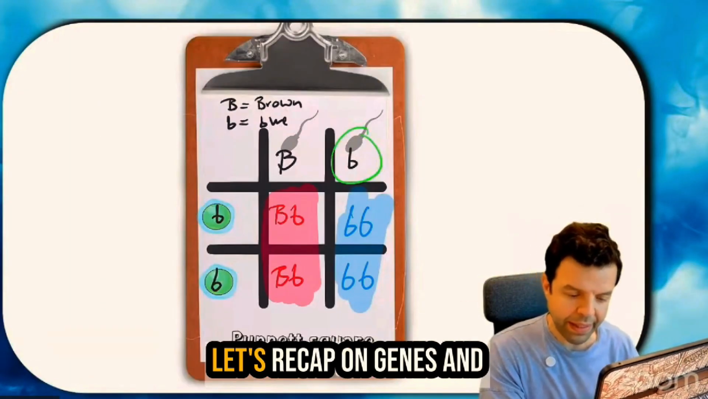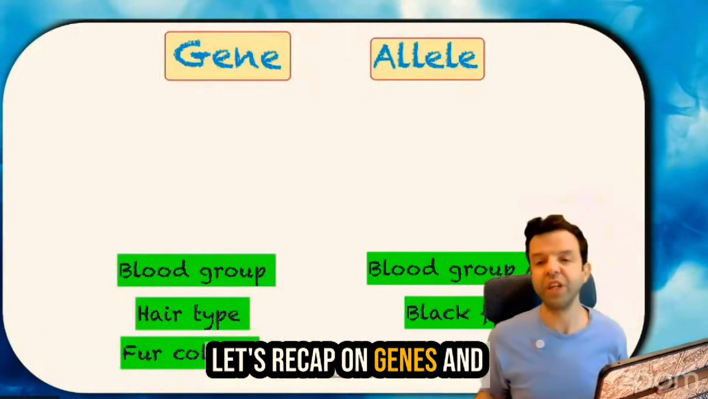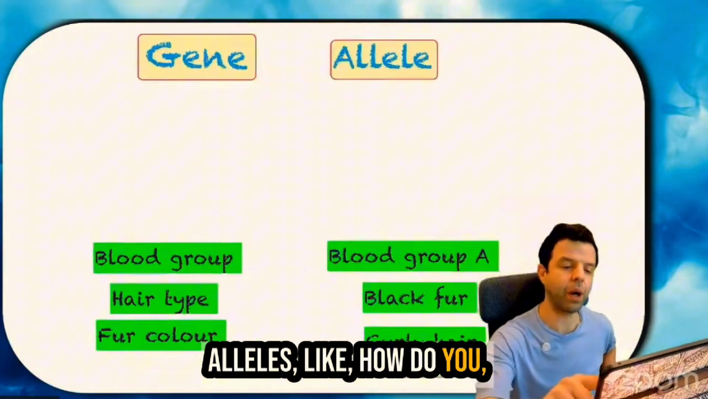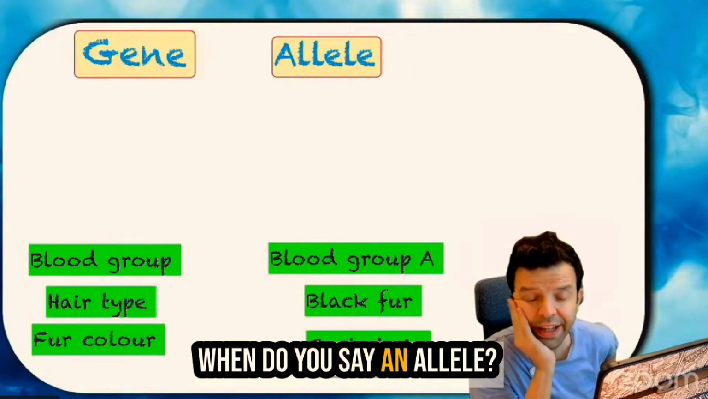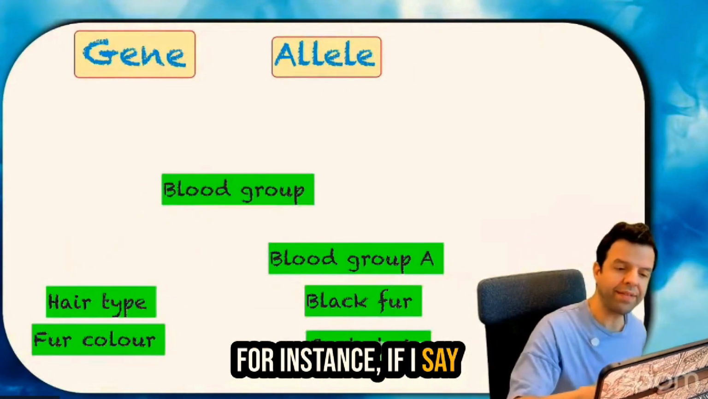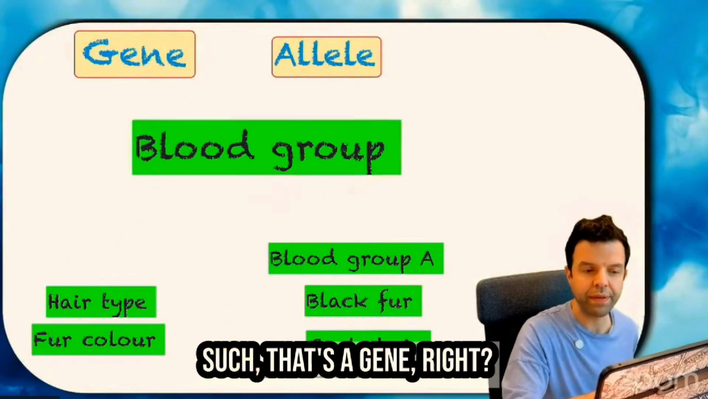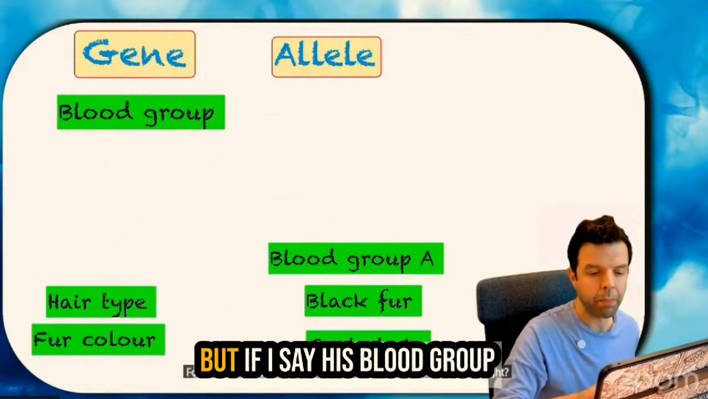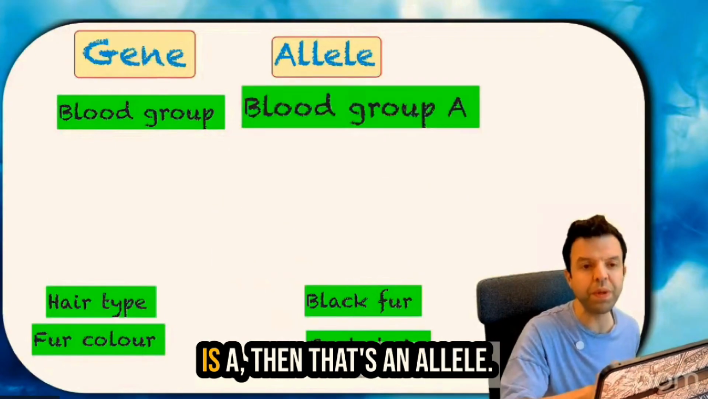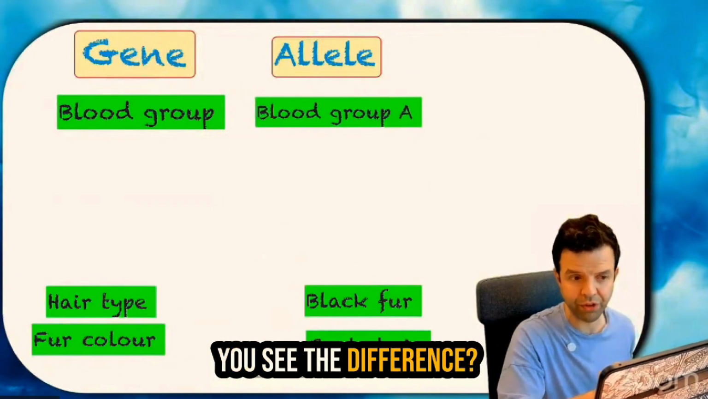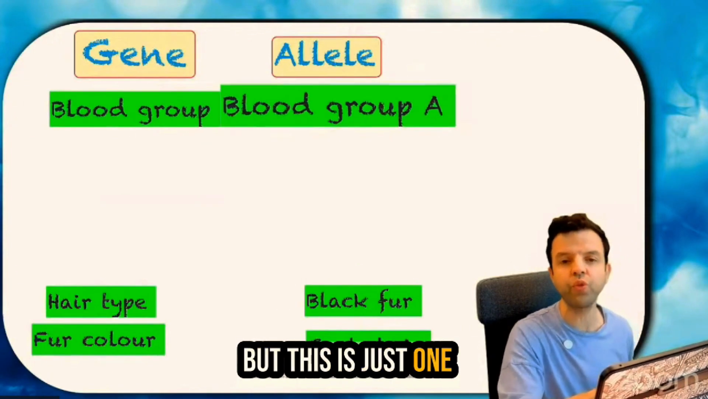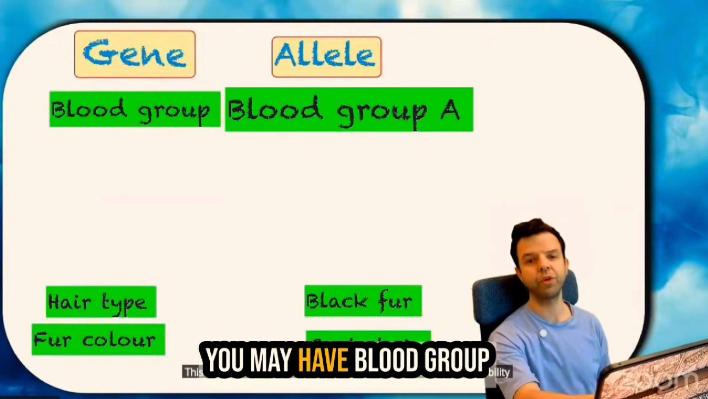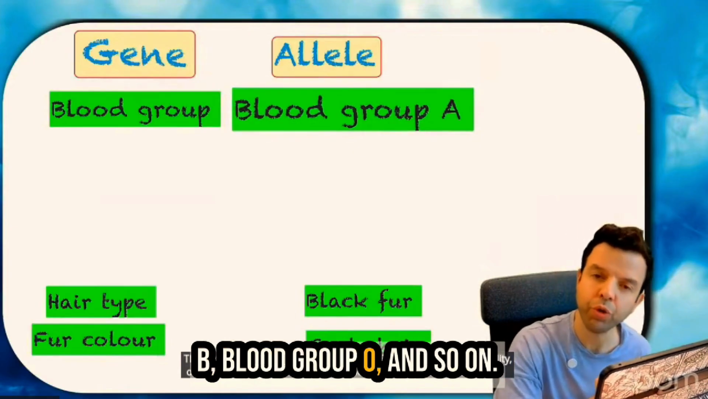Let's try something. Let's recap on genes and alleles. Like, when do you say a gene? And when do you say an allele? For instance, if I say someone's blood group is such, that's a gene, right? But if I say his blood group is A, then that's an allele. You see the difference? This is general. This is the entire gene here. But this is just one possibility, one type of it. You may have blood group B, blood group O, and so on.